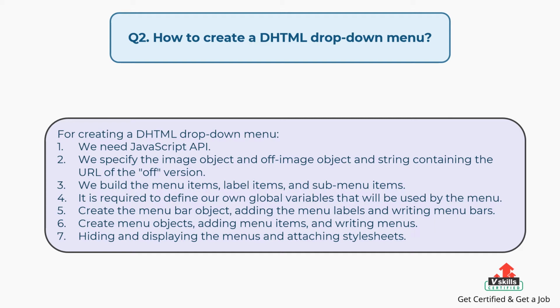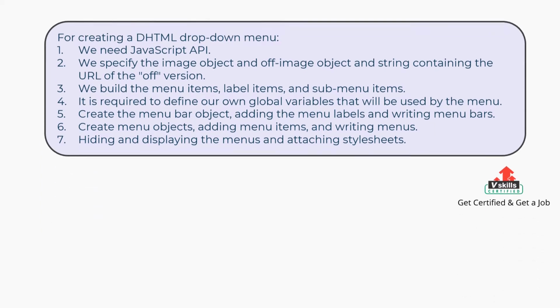Next, it is required to define our own global variables that will be used by the menu. Then, create the menu bar object, adding the menu labels and writing menu bars. Now, create menu objects, adding menu items, and writing menus. Lastly, hiding and displaying the menus and attaching style sheets.